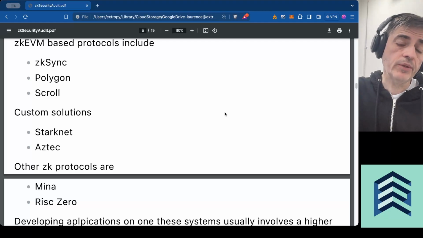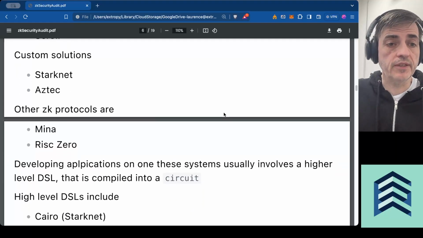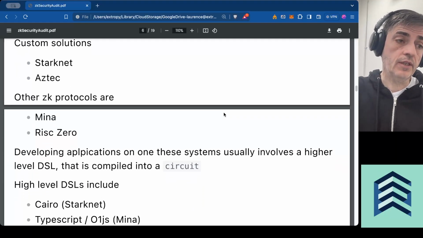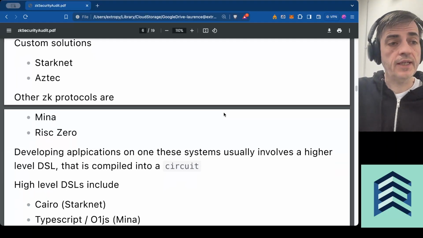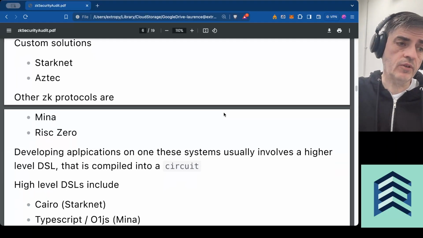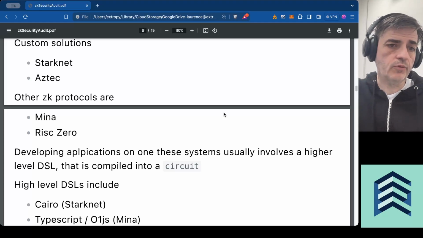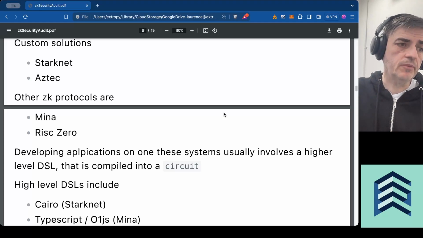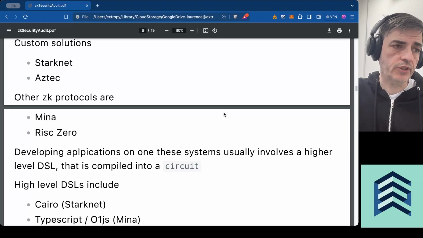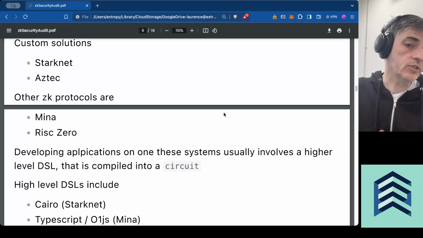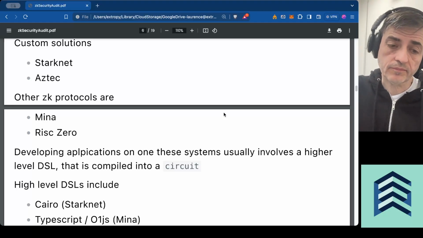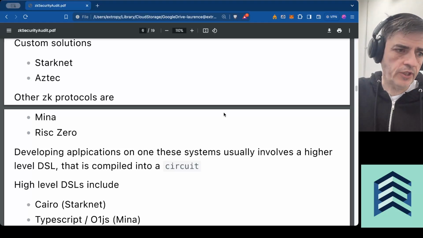And then also we have protocols such as Mina. So this is not a layer 2. Mina is a layer 1. And again, there's no compatibility with the EVM. The programs are written in TypeScript and use a library called o1js. And then RISC-0 is what is called a zkVM. So it's just a general virtual machine.